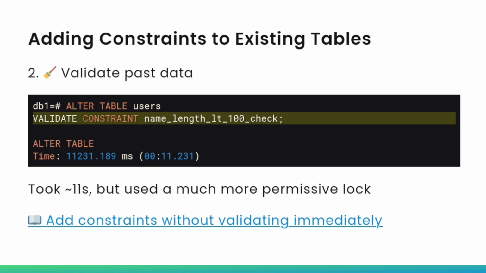But because we did that in steps, the lock required by this operation is much more permissive than the previous one, okay? So once this completes, we have a new validated constraint on the table, which is valid both for past data and validates new rows, okay?